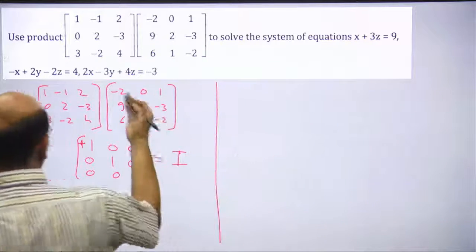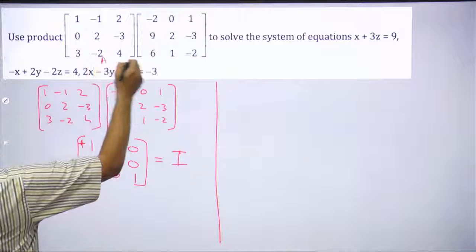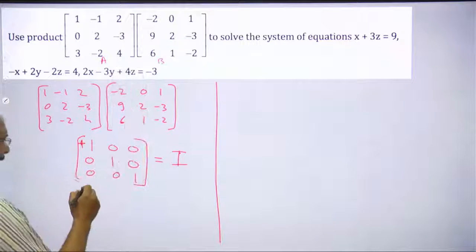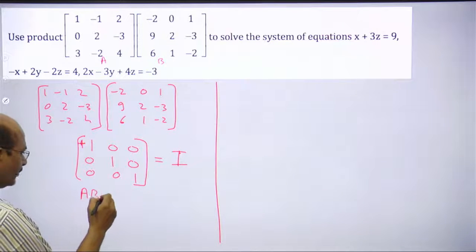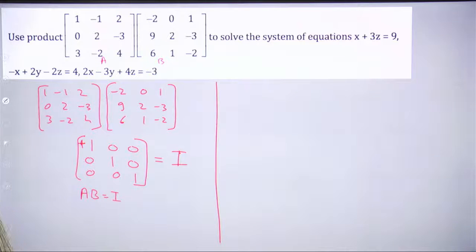So what I found, what is this? Suppose I denote this as A and this as B matrix. So I got AB is equal to I. Okay, AB is equal to I. I hope you got this point clear.